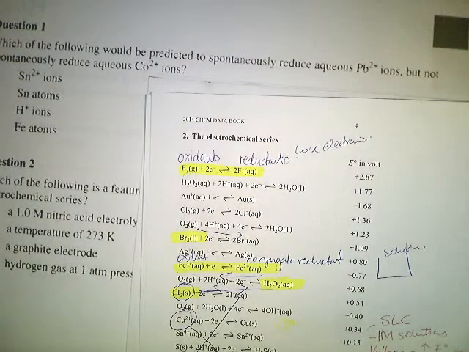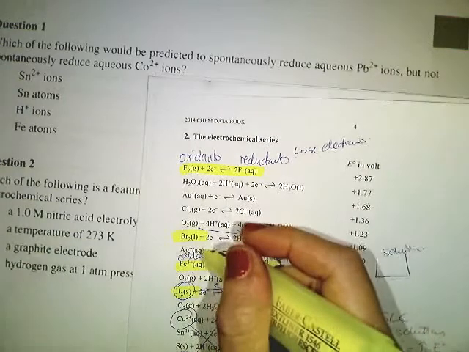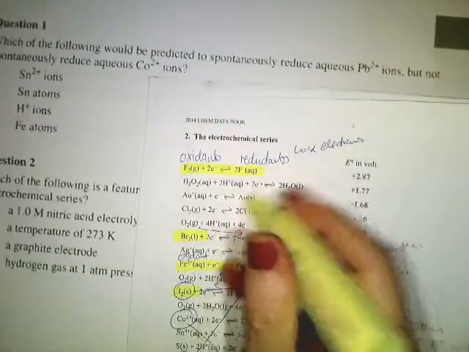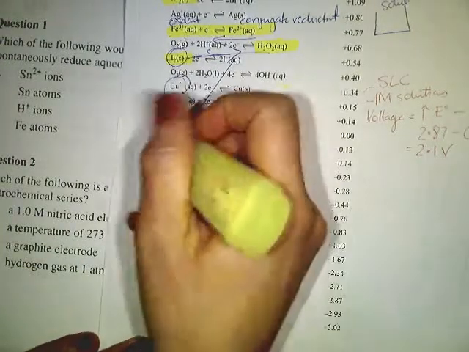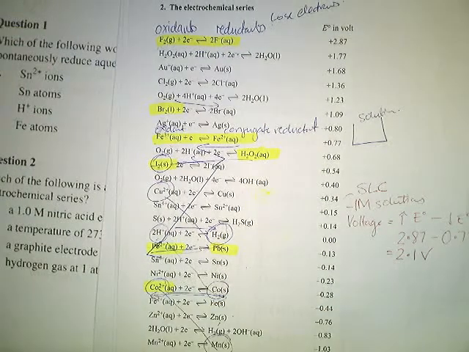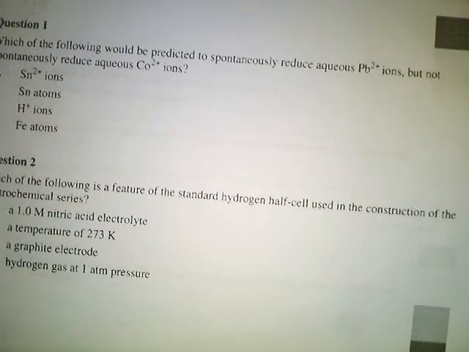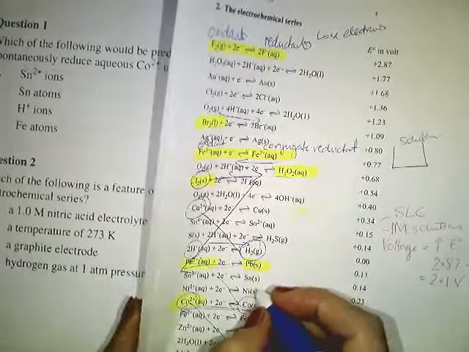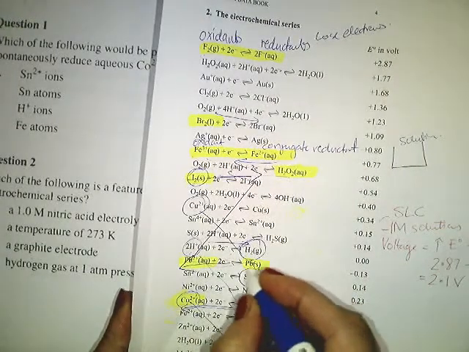Now here, we've got lead ions. There's Pb2+, here we go. And we've got cobalts. Which of the following would be predicted to spontaneously reduce? So we need a strong reductant for that. So tin or nickel, but not cobalt.